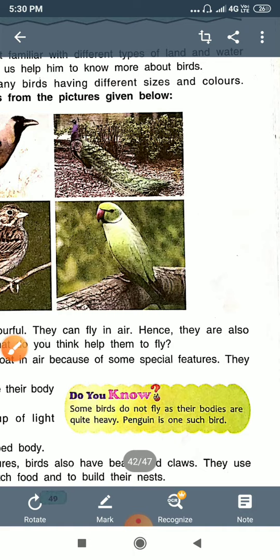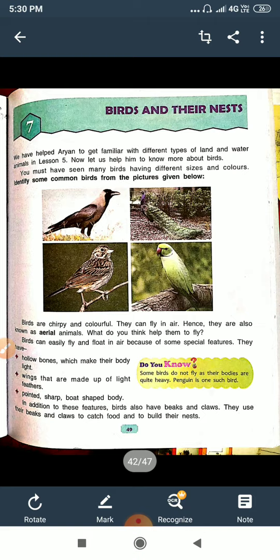Now see that birds can easily fly and float in air due to special features. Now you will ask, ma'am, what are the special features the birds have? Point number one, hollow bones which make their body light. This is a very special feature of birds. The second feature is wings. You have all seen that, and their wings are made up of light feathers, which help them to fly.